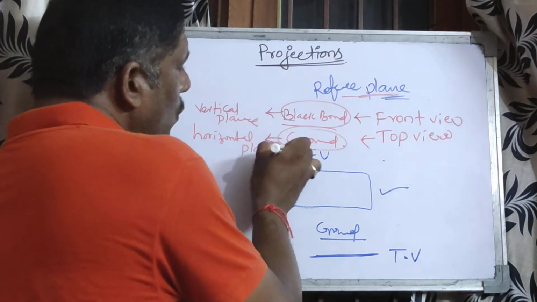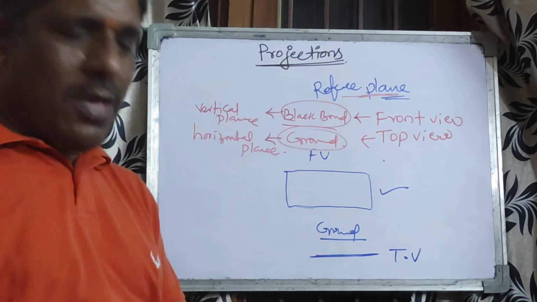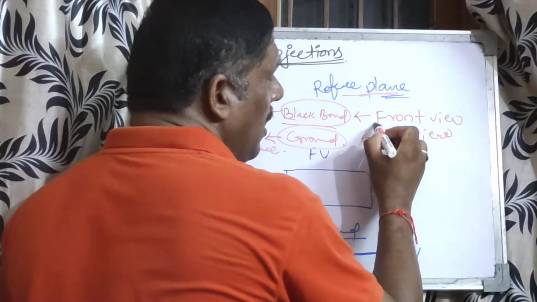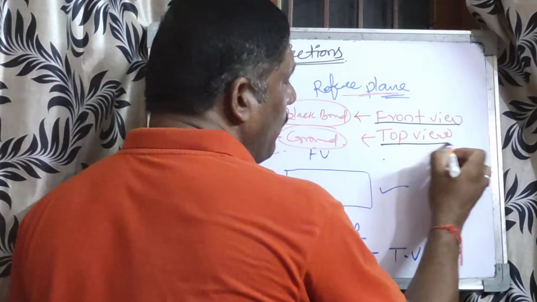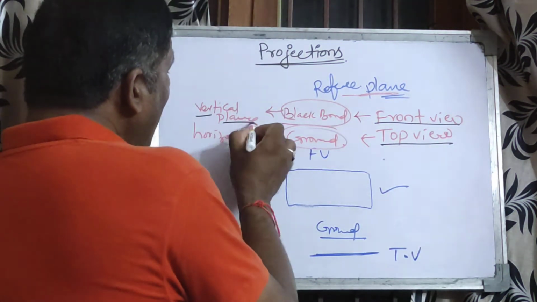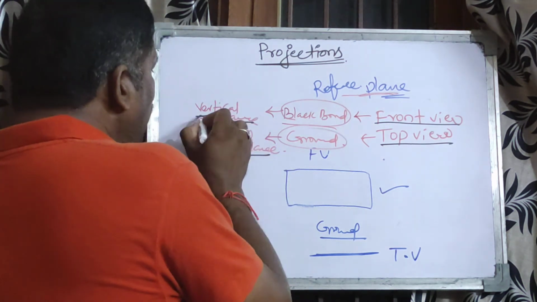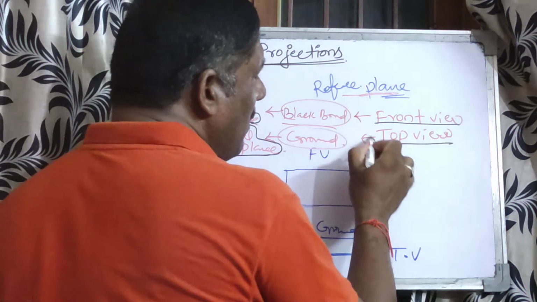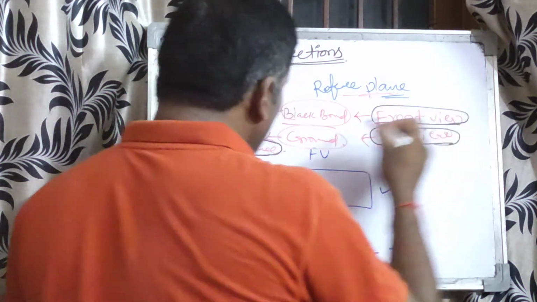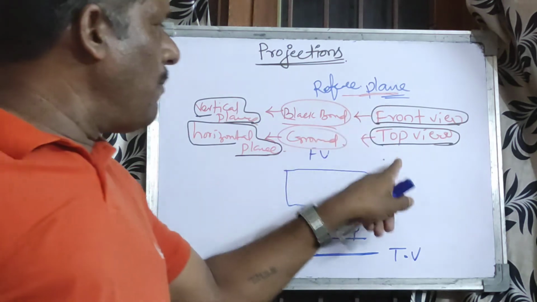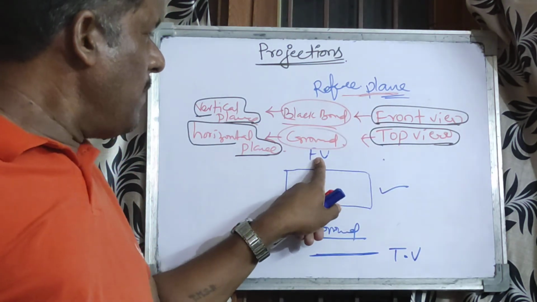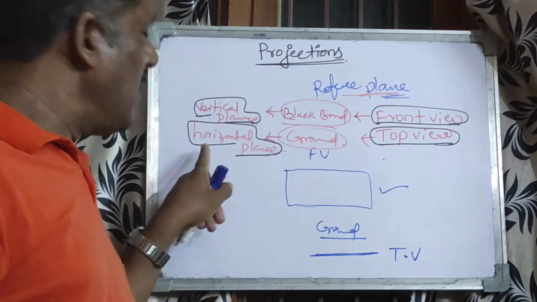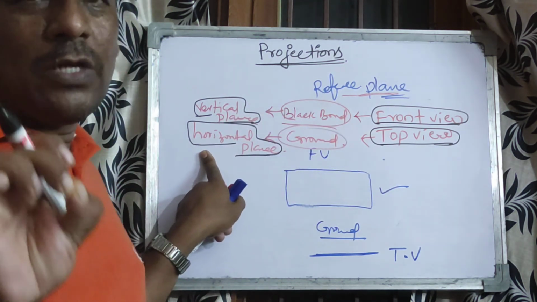So you must be familiar with these 4 words in this video, and in the next video I will give clear information. Front view, top view, vertical plane and horizontal plane. So these 4 words only we learned here, and the remaining things we will see in the next video. These 4 points are very important. So front view falls on the vertical plane and top view falls on the horizontal plane. This is our conclusion.